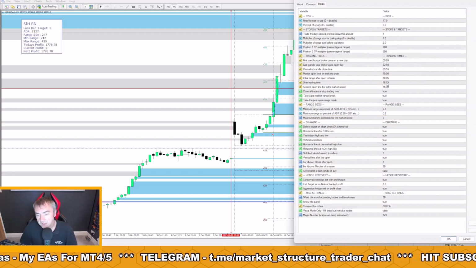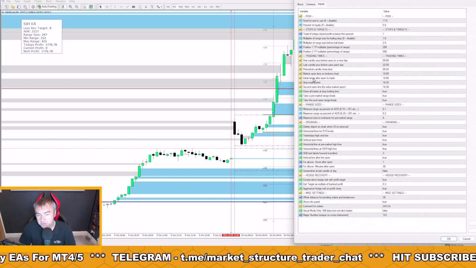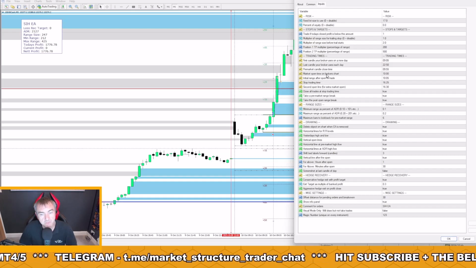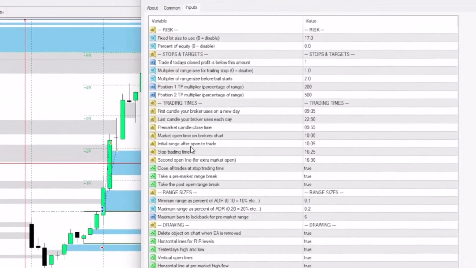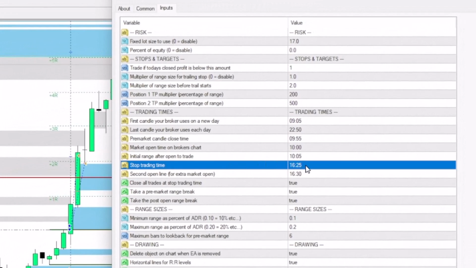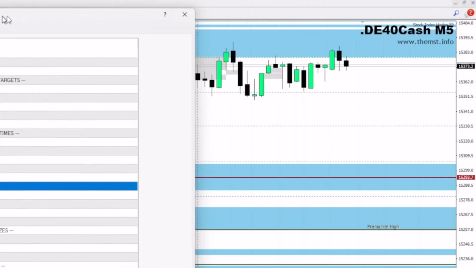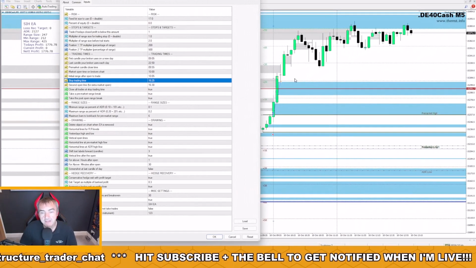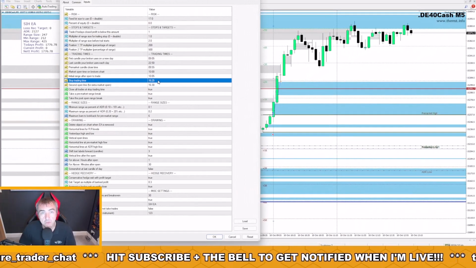Okay, so that's the initial range after the open to trade, market time on your broker's chart, and the pre-market candle close time. Stop trading time. Because this is the DAX, I have this set to 4:25, which is basically 2:25 UK time. So this is again broker time. And that is basically when the New York bell goes.